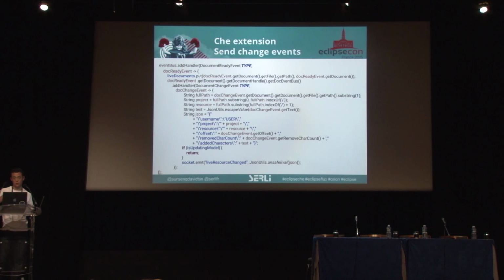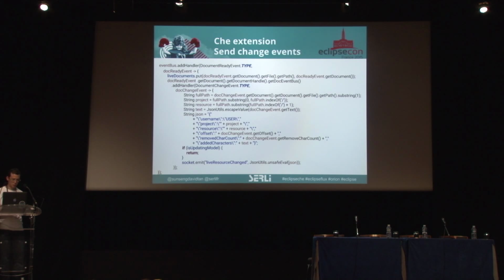Then if I modify locally in Che, I have to send the messages. So here again we have some events to first detect that an editor has been opened with a file. And for each file, we need to add another handler. Each time you're typing, we get notified and we send a message into Flux. So this is what it is doing here. I'm just getting all the information, creating my JSON file, and then sending the message into the wire.